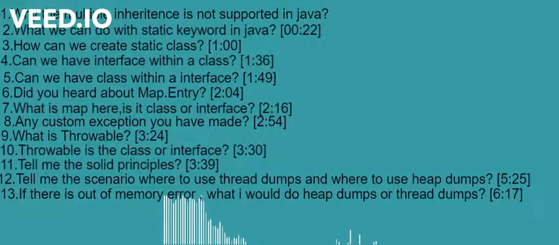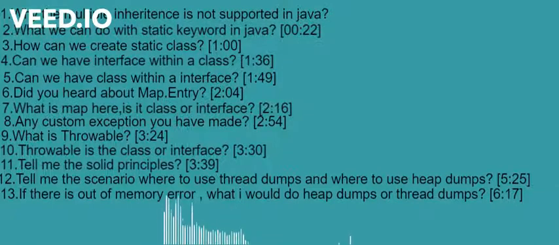Okay, tell me the scenario where I would like to take thread dumps and where I would like to take heap dumps. I think if there are problems related to data, in that case we should take the heap dumps because it is related to memory. But if there is some issue with the threads or some code, then we should take the thread dumps.